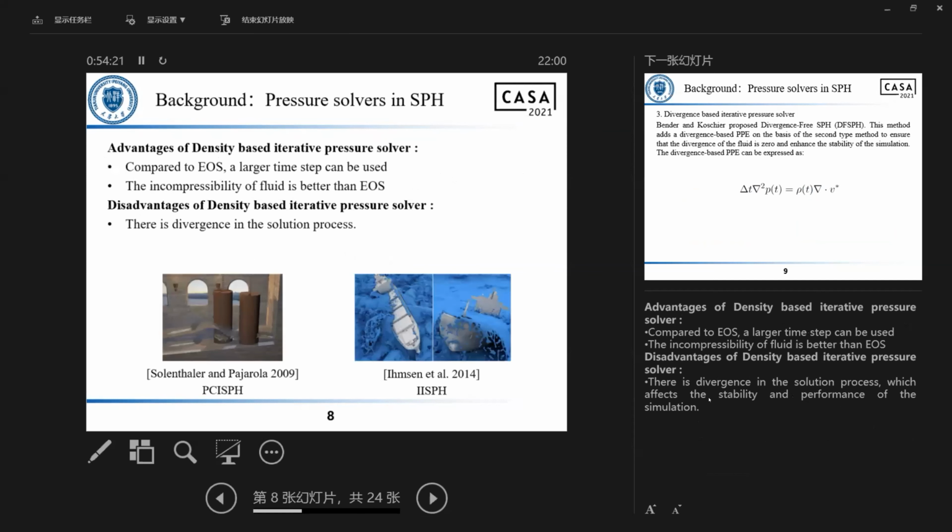The advantage of density-based iterative pressure solver is that, compared to EOS, a larger time step can be used, and the incompressibility of fluid is better than EOS. The disadvantage is that there is divergence in the solution process, which affects the stability and performance of the simulation. The two figures are PCISPH and IISPH.